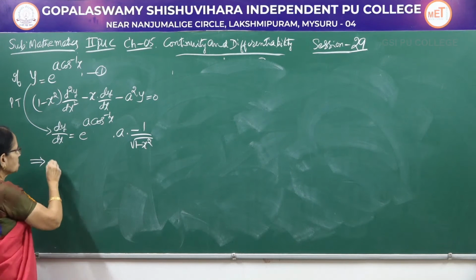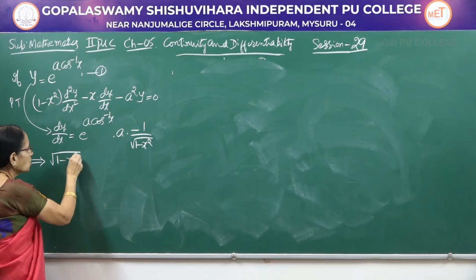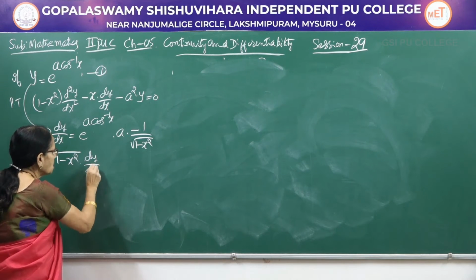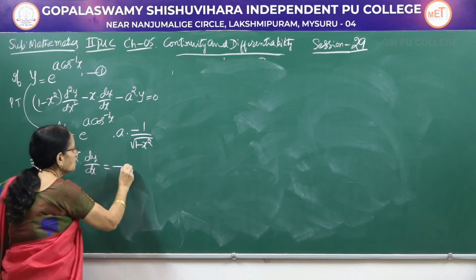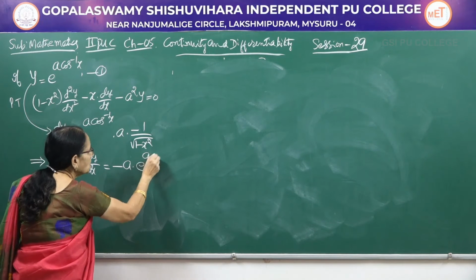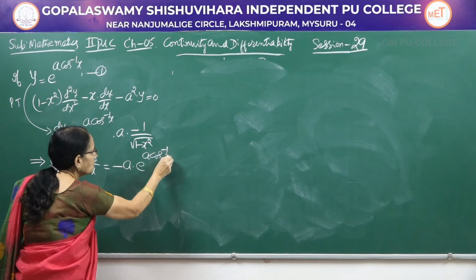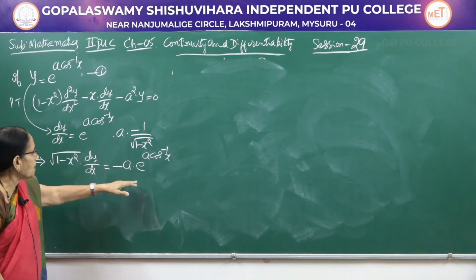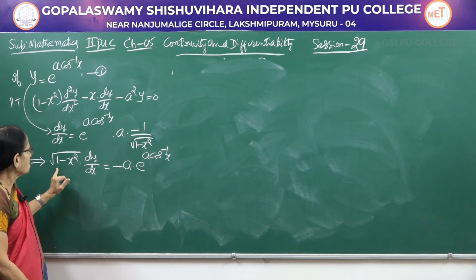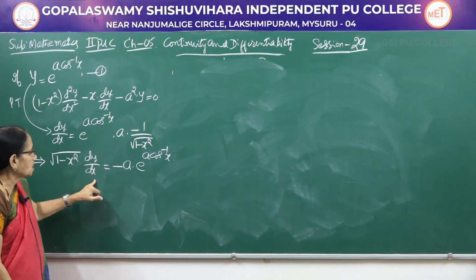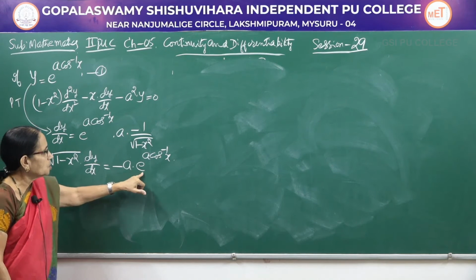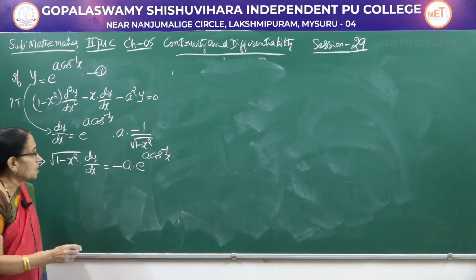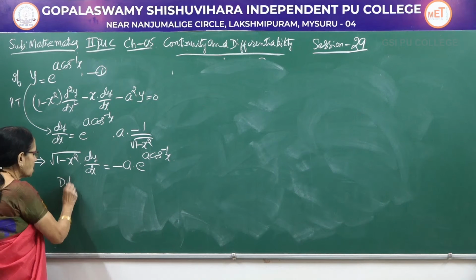On cross multiplication, we have root of 1 minus x square into dy by dx equal to minus a into e to the power a cos inverse x. Of course, you can write this as the given function y only, I will come to that next step. Root 1 minus x square into dy by dx equals minus a into e to the power a cos inverse x. Now, let me differentiate again.